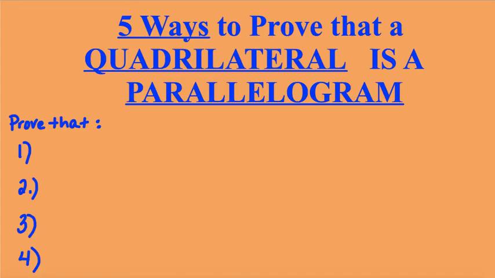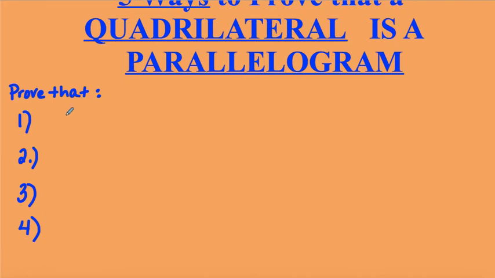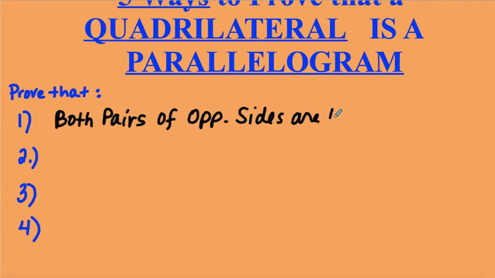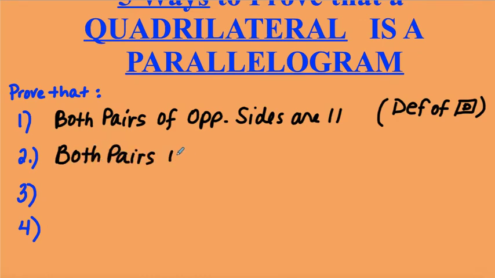Well, guys, there are actually 5 additional ways to prove that a quadrilateral is a parallelogram. We are going to prove them in class, but I'm going to give them to you now. So, number 1, if we can prove that both pairs of opposite sides are parallel, well, then it's a parallelogram because of the definition of a parallelogram, okay? But then what about those properties? Well, if we can prove that both pairs of opposite angles are congruent, then it's a parallelogram.